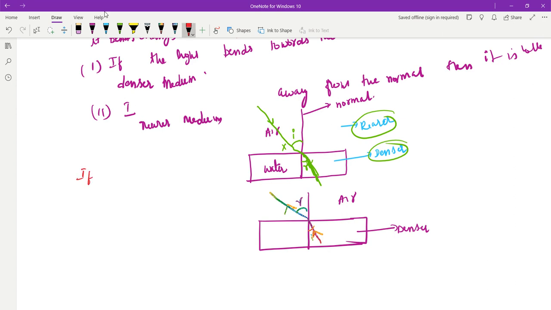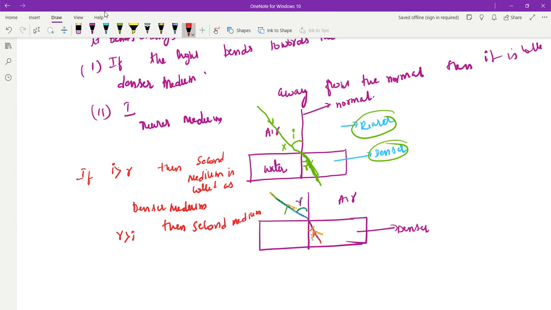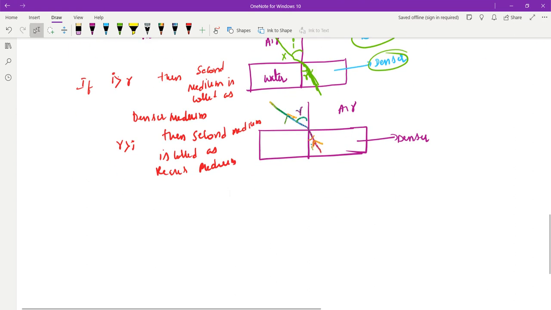If I is greater than R, then the second medium is called the denser medium. If R is greater than I, then the second medium is called the rarer medium.